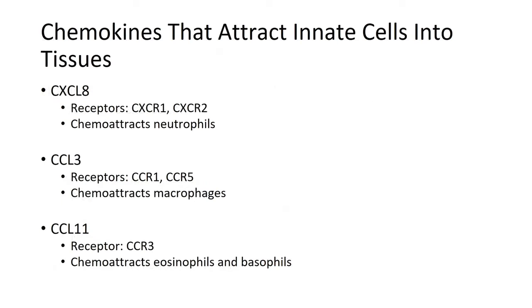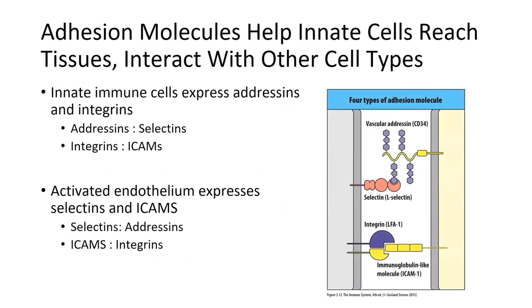So chemokines attract innate cells into tissues. For example, CXCL8 attracts neutrophils, CCL3 attracts macrophages, and CCL11 attracts eosinophils and basophils. And so that's the chemokines.